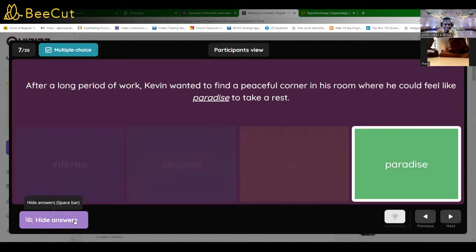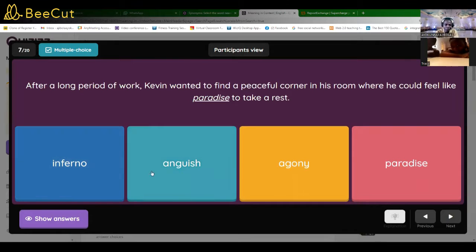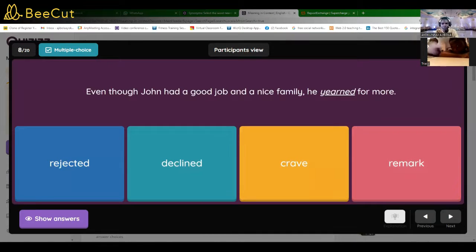Paradise. All the three words are painful experiences, like agony, anguish, and inferno. Inferno is like a fire burning. Anguish is anger and all sorts of bad experiences. Agony is also pain, feeling pain. For paradise, yes, Tracy?